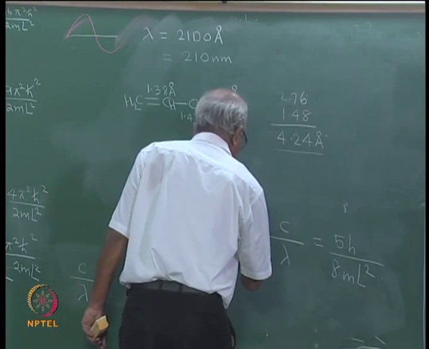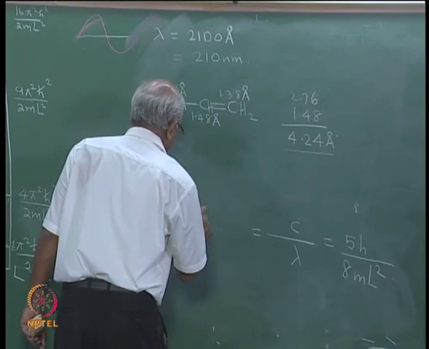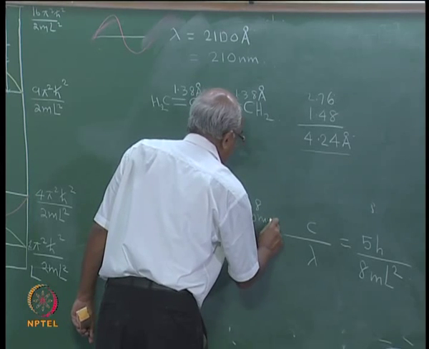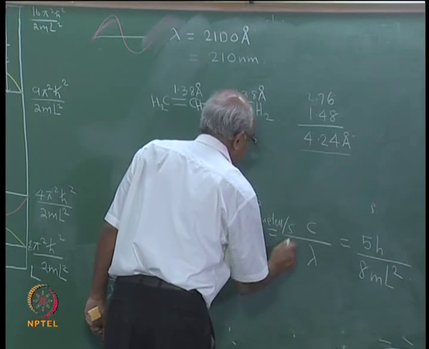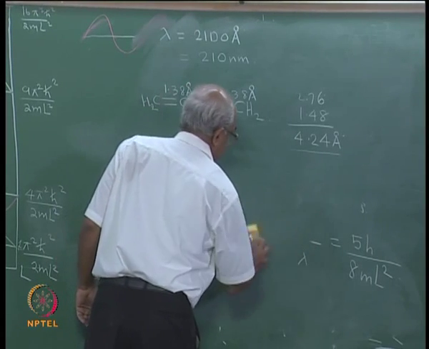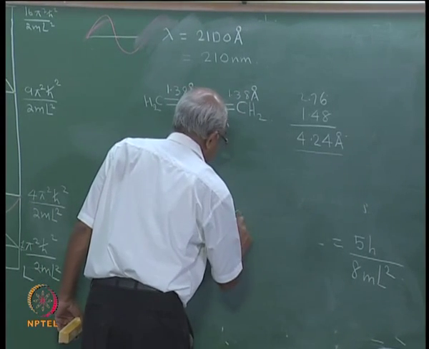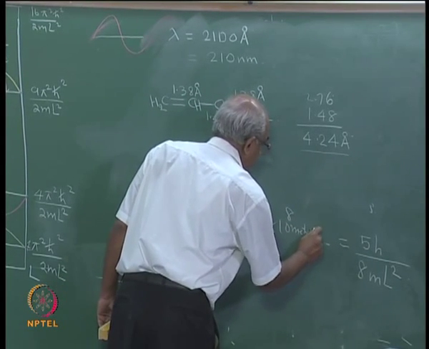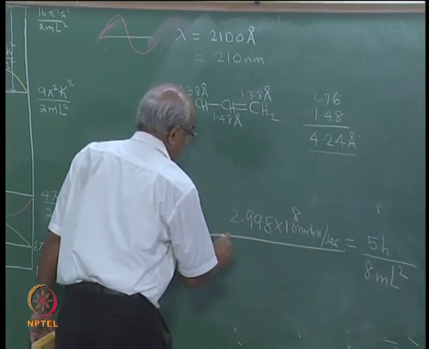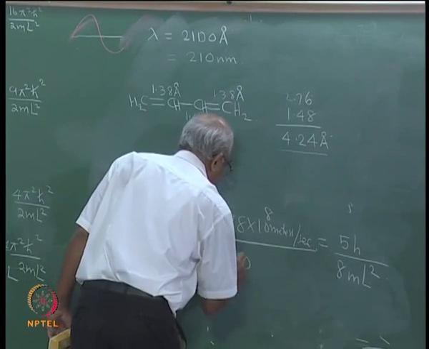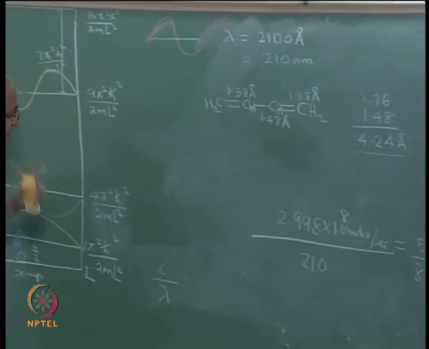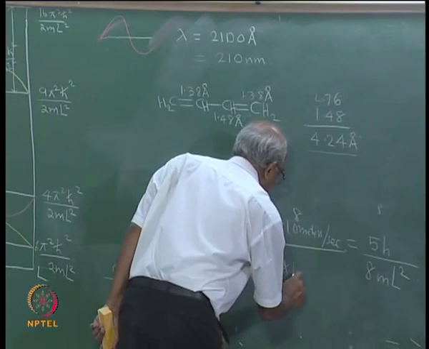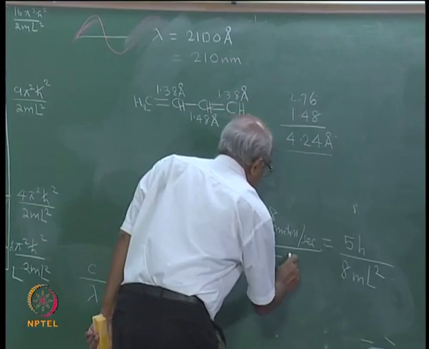c divided by lambda is actually, the value of c, if you remember, 2.998 into 10 to the power of 8 meters per second, divided by lambda. We have not calculated it, we have determined it experimentally. Its value is 210 nanometers, but 1 nanometer is 10 to the power of minus 9 meters.